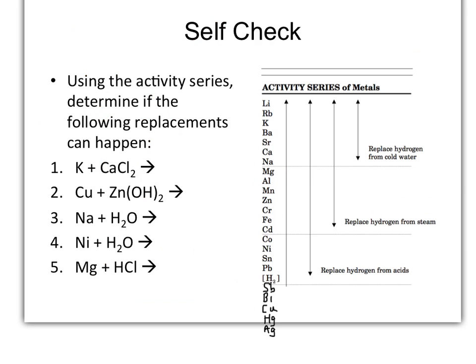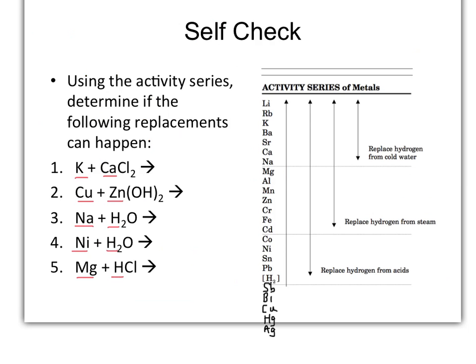All right, this self-check is one that I would lead you through. We're going to determine if the following replacements can happen. We're going to use the activity series to the right. There are actually 4 single replacement models. We're going to focus in on the first 3 in this self-check. Metals replacing metals, like we see in example 1 and 2. A metal replacing a hydrogen in water, like we see in examples 3 and 4. Or a metal trying to replace a hydrogen in an acid.